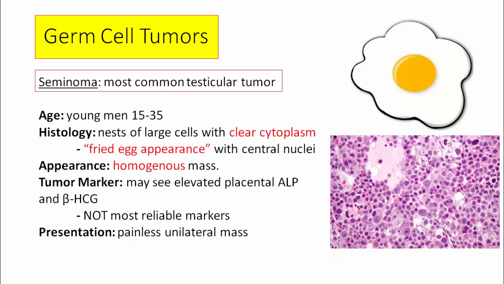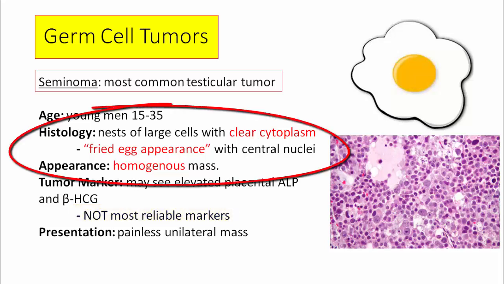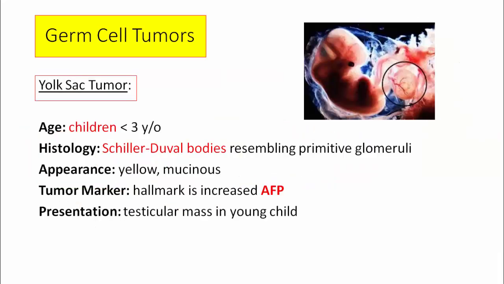You may see elevated ALP and beta-HCG described in these question stems. However, these markers are not specific, so they will never be your only clue. Answering questions correctly about seminomas comes down to histology and the gross appearance, and much less to do with the tumor markers. Now let's talk about yolk sac tumors.